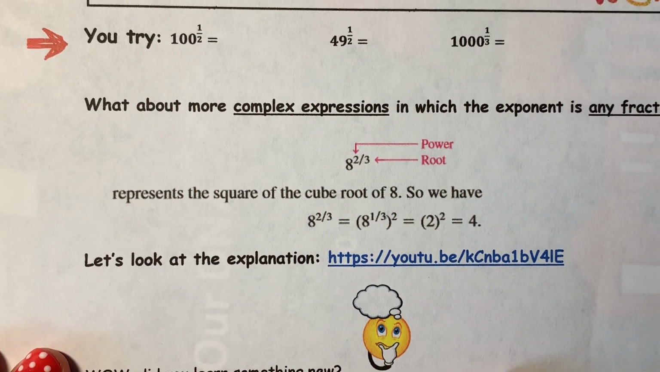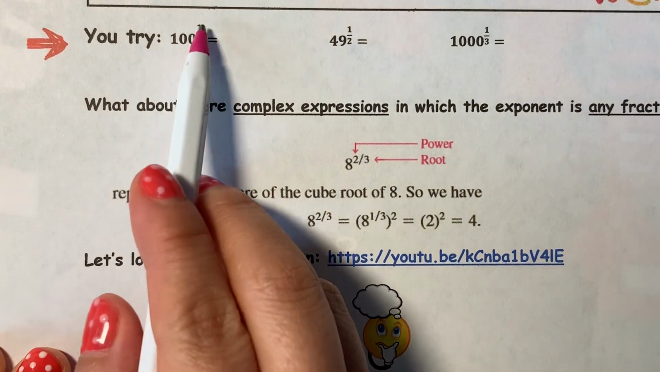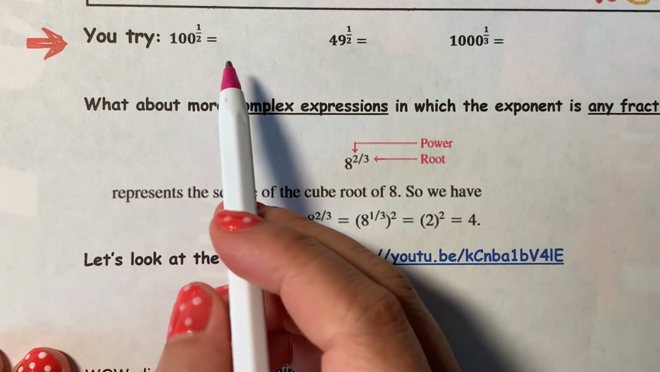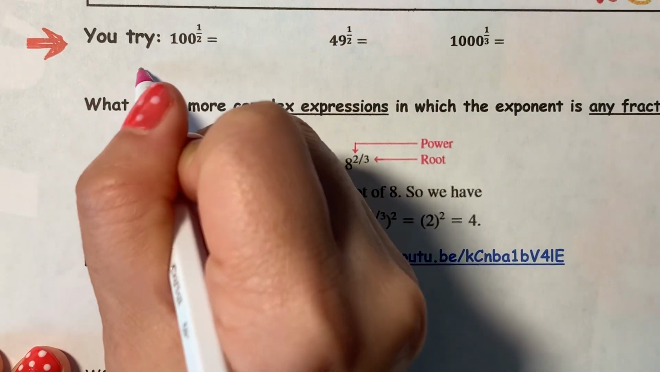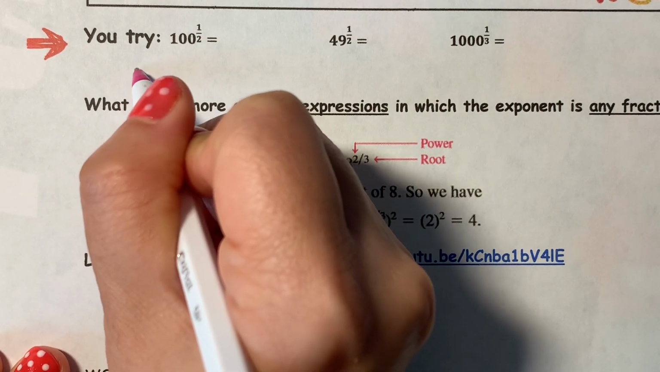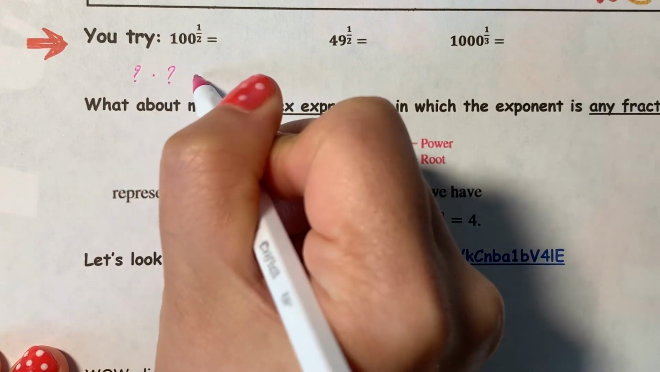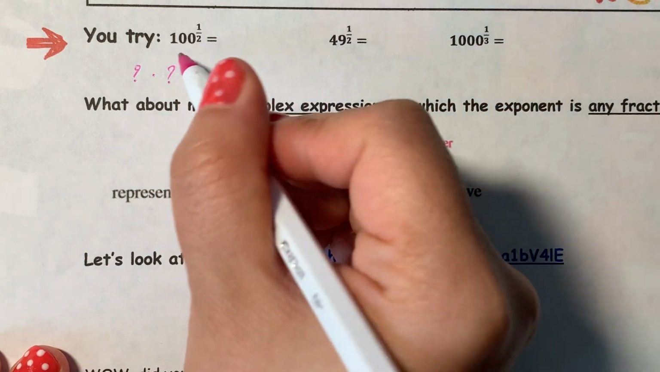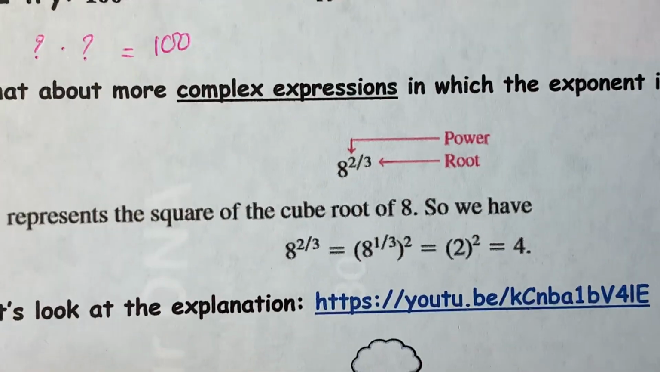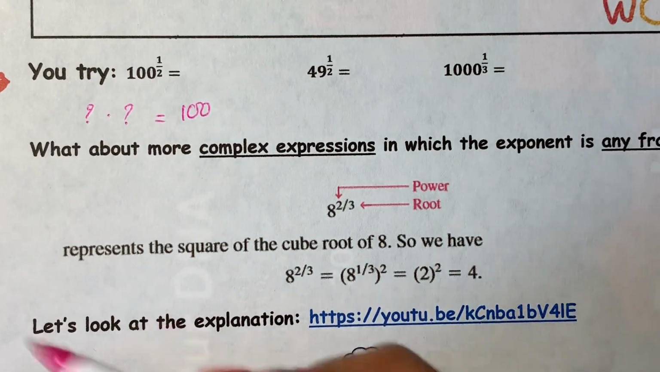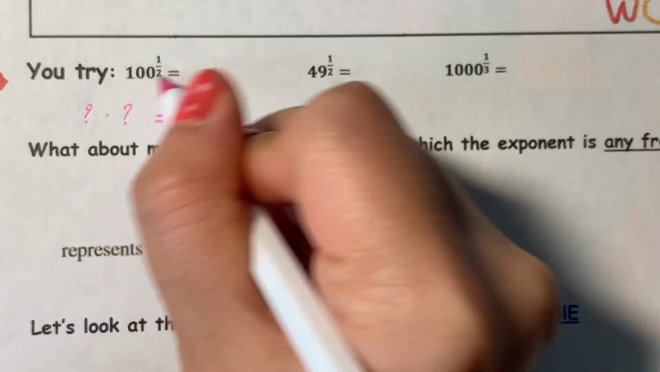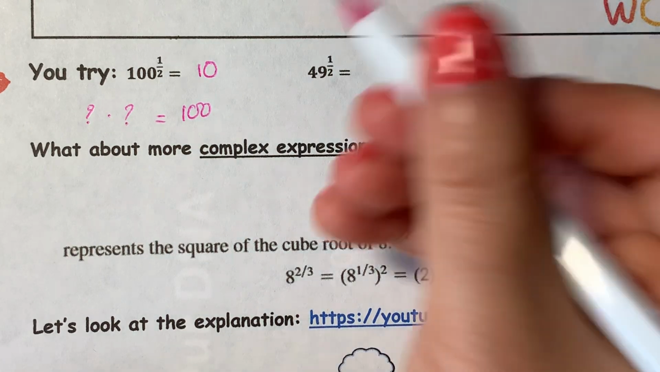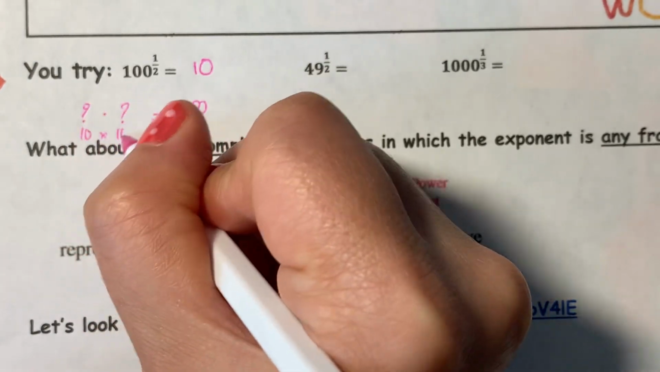I say you try. So 100 raised to the 1/2. Now this is not the same as 100 times 1/2. It simply means that you need to multiply two exact numbers that give you 100. This is just the same as the square root of 100. Square root of 100 is how much? Two exact numbers multiplied that give you 100. That means 10, because 10 times 10 will give you 100.